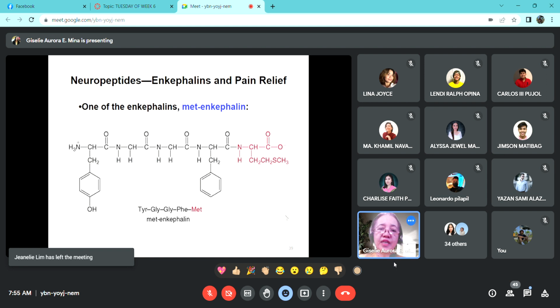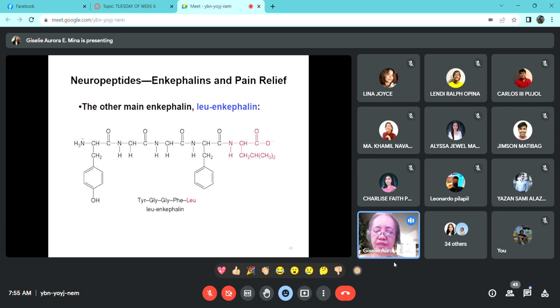It is a pentapeptide made up of tyrosine, glycine, phenylalanine, and methionine. And the other one is leucine enkephalin. This is tyrosine, glycine, phenylalanine, leucine. So this is the other main enkephalin.